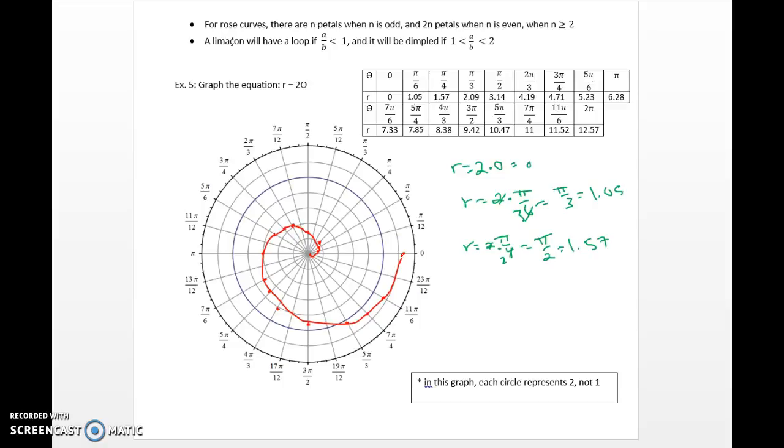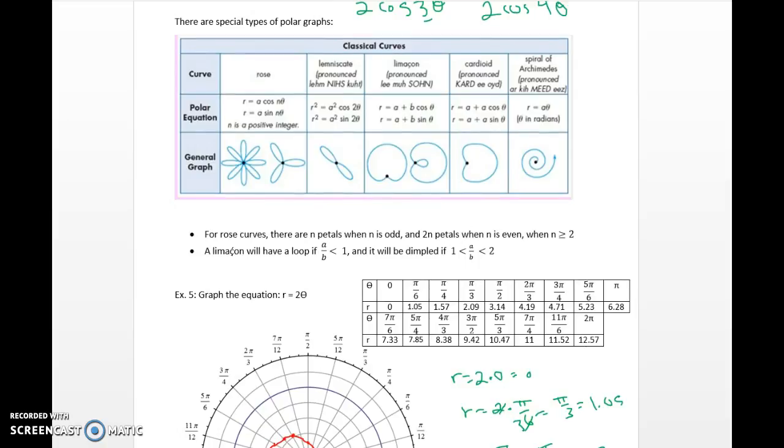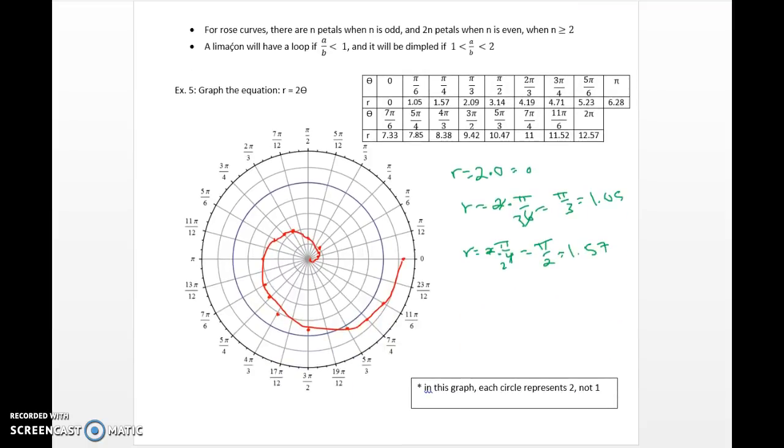So whatever equation you get, we can instantly use this table to see what type of equation it is. We can use the symmetry equations to see what the symmetry is to help shorten the actual work we have to do within making our table. You're going to make a table, pick your theta values, solve for your r values, and then go ahead and graph and connect your graph. And that is the end of section 6.